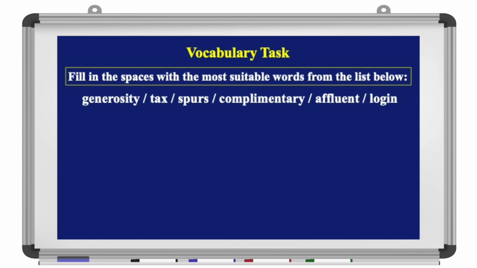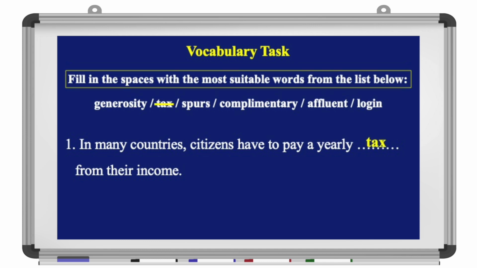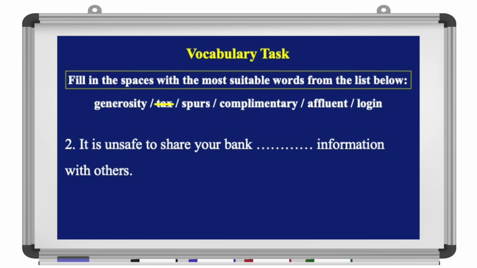Here are some vocabulary tasks to finish off the lesson. We have generosity, tax, spurs, complementary, affluent, and then login. In many countries, citizens have to pay a yearly blank from their income. Again, we use an example. We don't do this in Kuwait. So what is it exactly they take away from their income? It is tax. Well done. You have been paying attention. That's a good thing. We have sentence number 2.